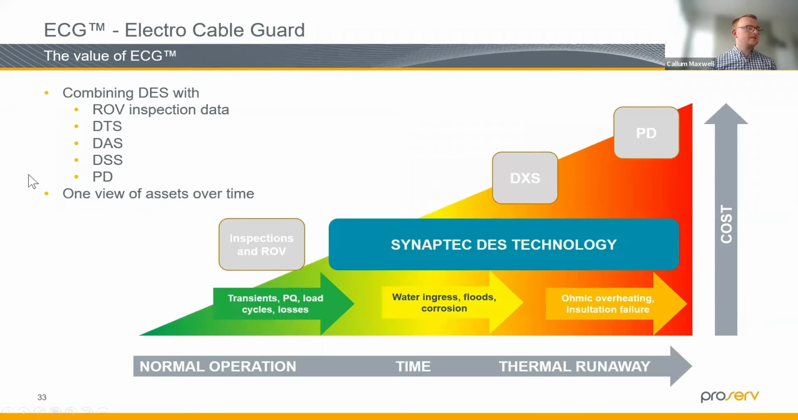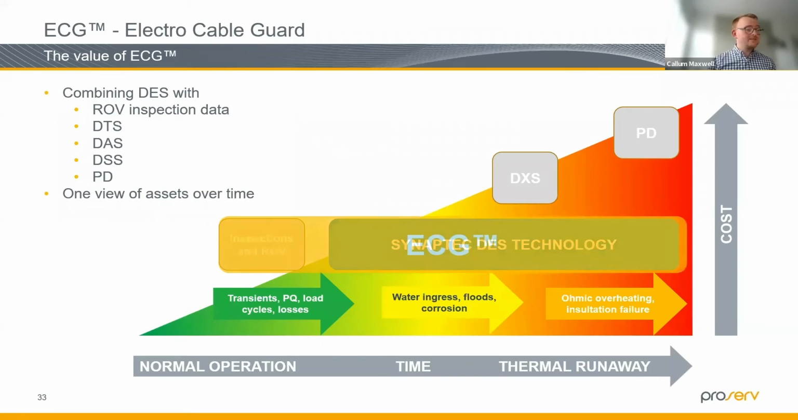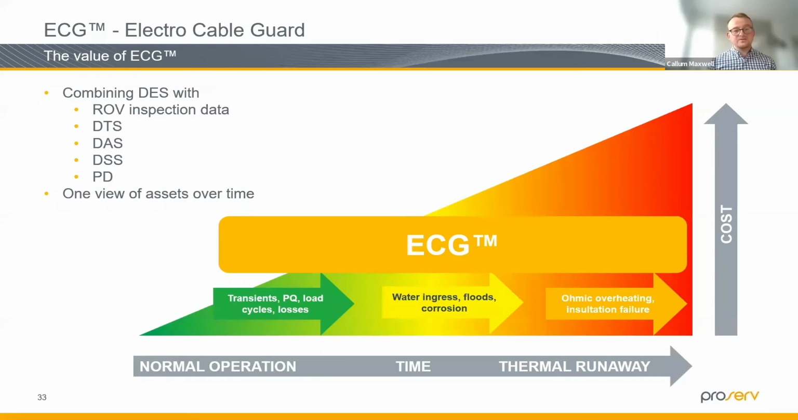So just to finish up then, I just want to highlight what the ECG is trying to pull in together. We can pull in inspections and ROV data, combine it with the DES system, any distributed sensing or partial discharge monitoring, and build it into the ECG to give you that full end-to-end view from normal operation up to failure of the cable, to hopefully give you enough oversight and definitely give you the foresight to see when a fault is likely to take place and when a failure is, and give you the timelines of when that failure is going to take place as well.